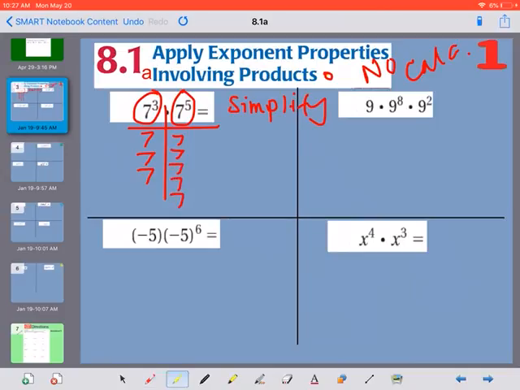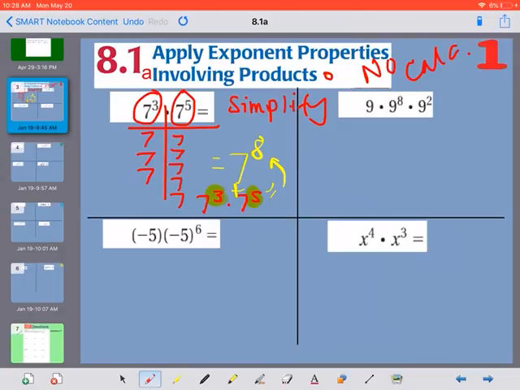Well, how many times did we really multiply 7? We multiplied 7, 5, 6, 7, 8 times. So the exponent 8 tells you how many times we're multiplying the 7. So really, 7 to the power of 3 times 7 to the power of 5, the original problem, what we do is we really take our two exponents, the 3 and the 5, and we add them together to get to 8.